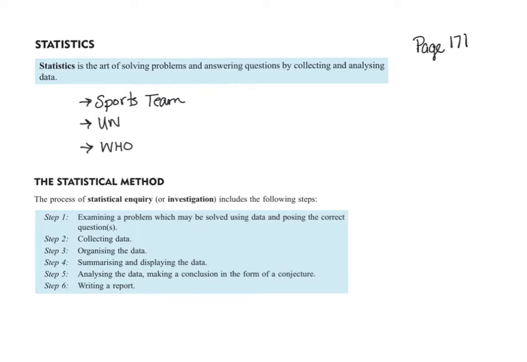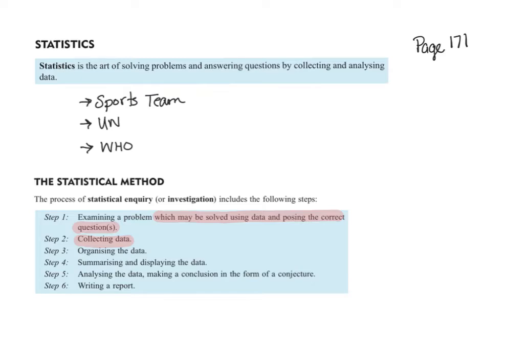Much like when we're solving word problems and there are steps to it, there's a statistical method, the process of investigation. Here there are 6 steps. The first step is examining a problem which may be solved using data and posing the correct questions. The second step is going around and collecting data, and sometimes that's through an interview, sometimes through online surveys. There are various forms of doing that.